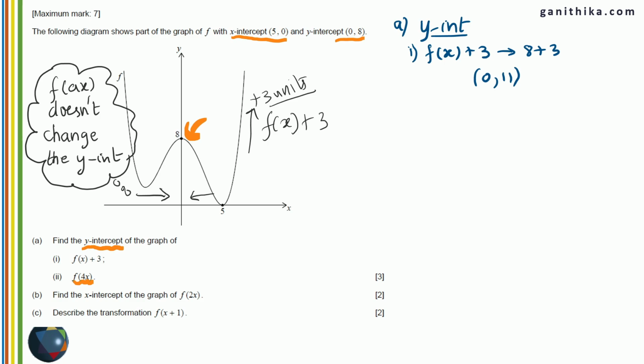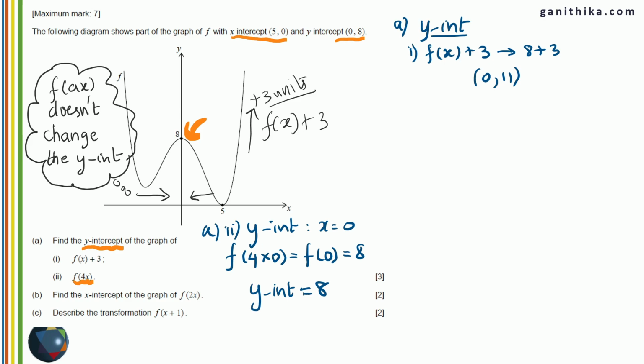You can either use this concept and say that the y-intercept is the same as f of x, which is going to be 8, but we can also substitute x is equal to 0 in f of 4x, which gives you f of 0. But f of 0 is 8 because we already have that 8 is the y-intercept of f of x. Therefore f of 0 equal to 8. Therefore f of 4 times 0 is also equal to 8. Therefore at x is equal to 0, we have f of 4x to be equal to 8. Therefore y-intercept is equal to 8. For the second question of A part, you can also say that since it's a horizontal stretch, the y-intercept is invariable.